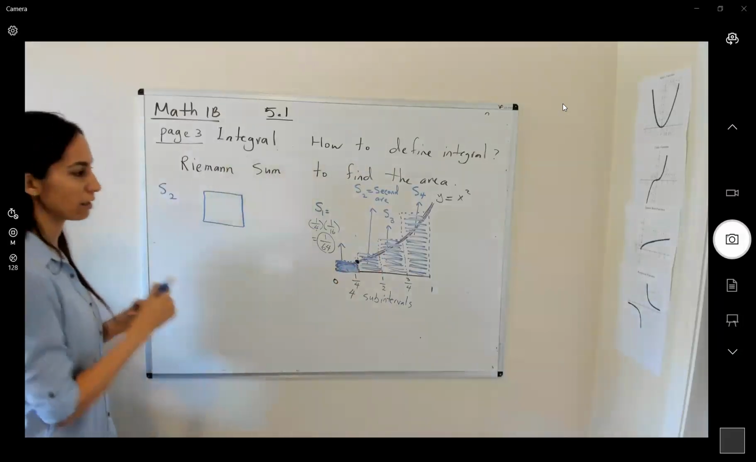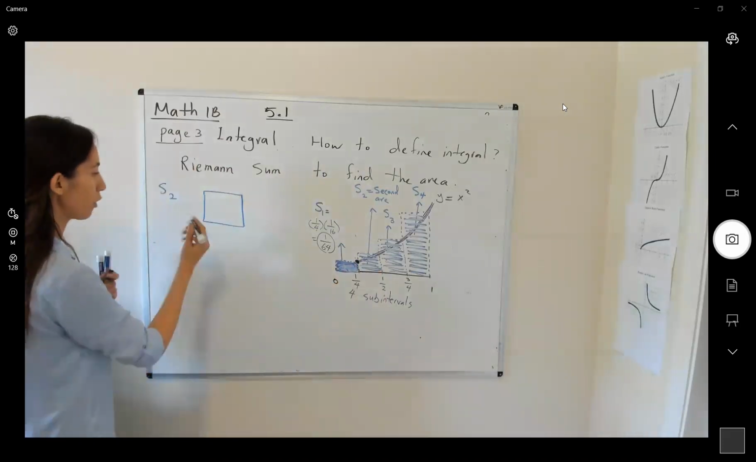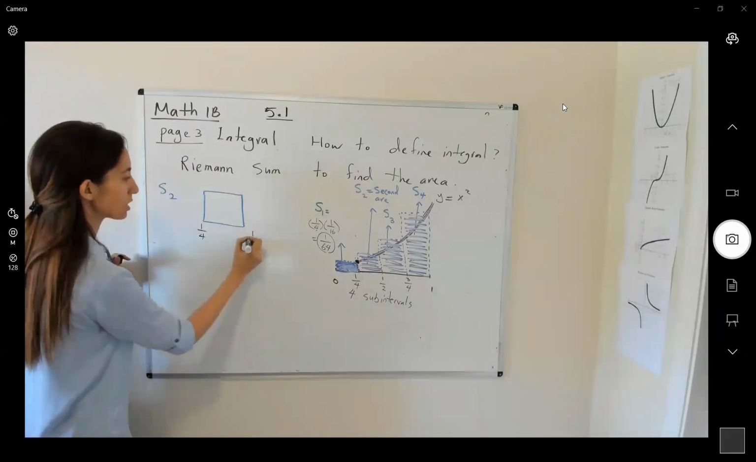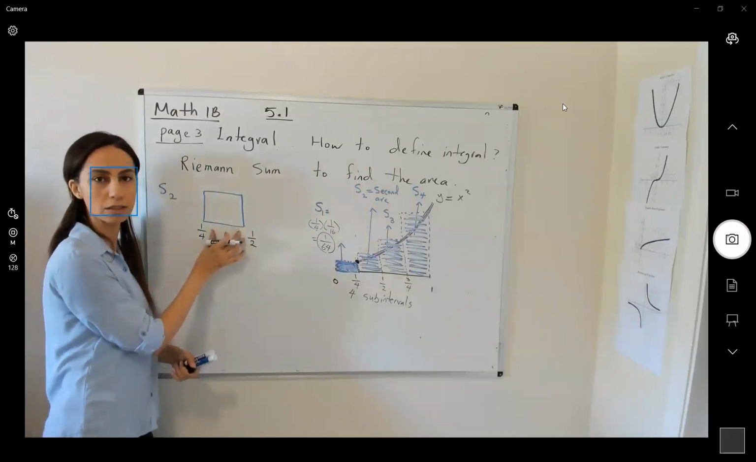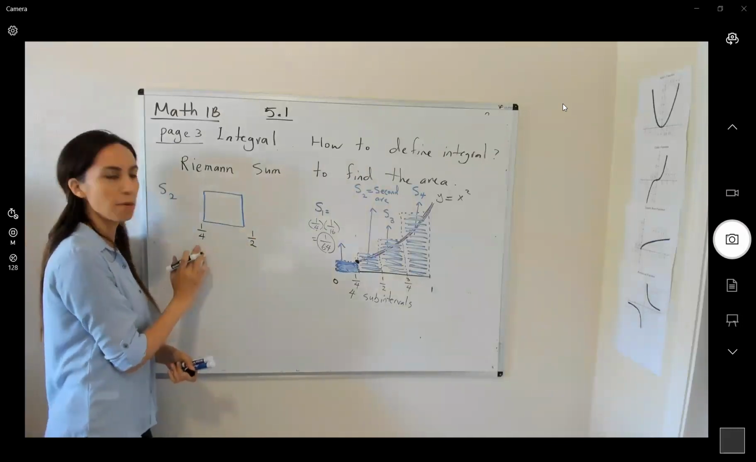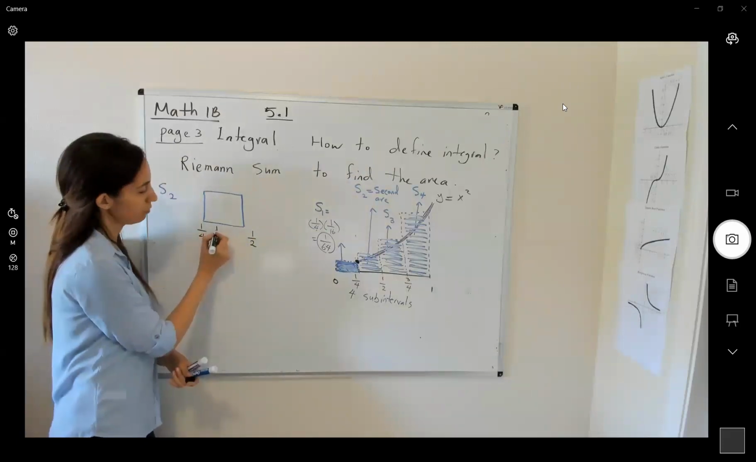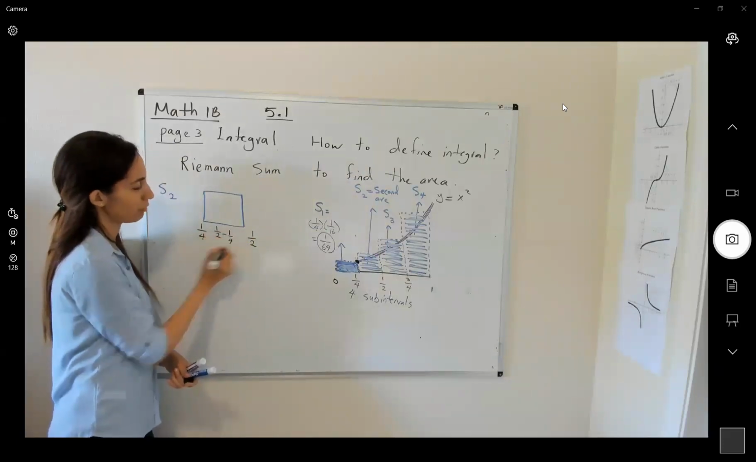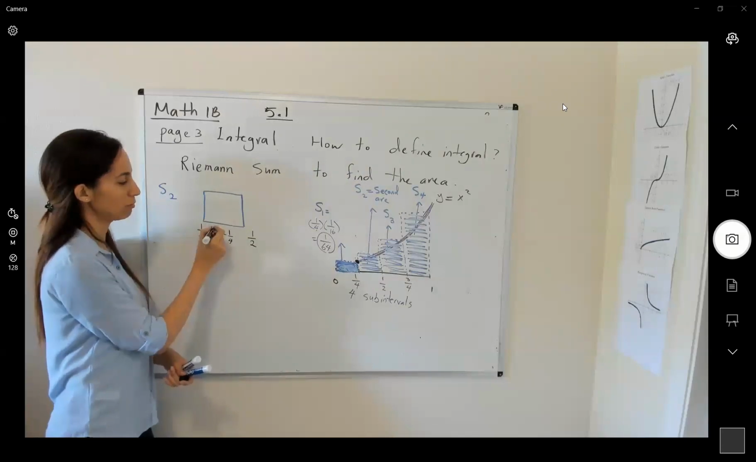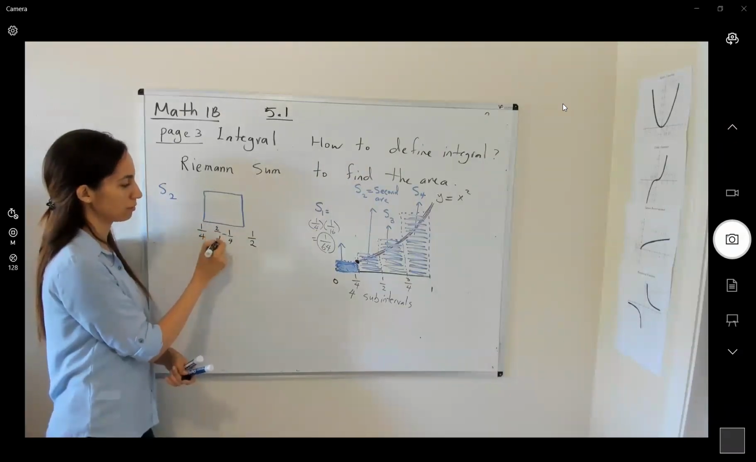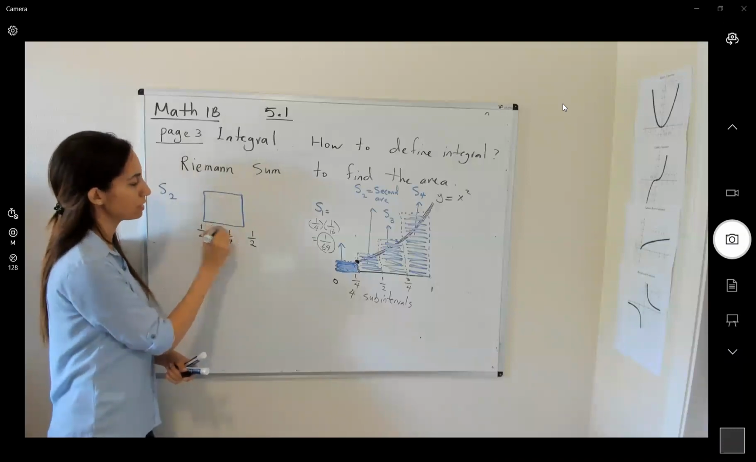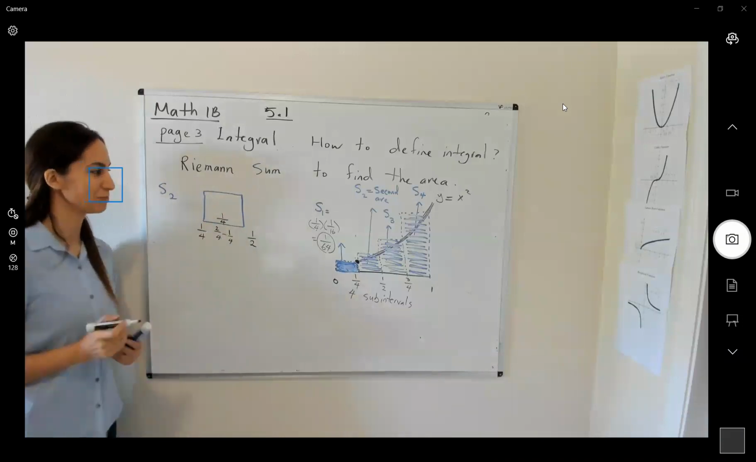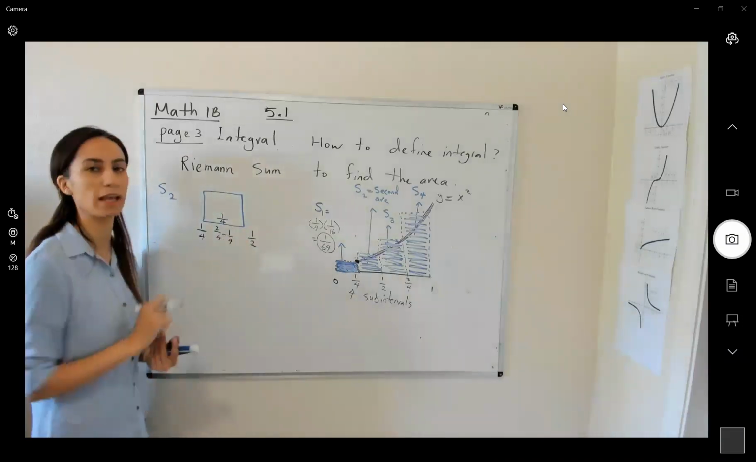So I know that it starts at a fourth and it stops at a half. So it makes it easy for me to find this measurement here. A half minus a fourth. This is 2 over 4 minus 1 over 4, which gives you a fourth. This length is again a fourth. So I'm good with my length.